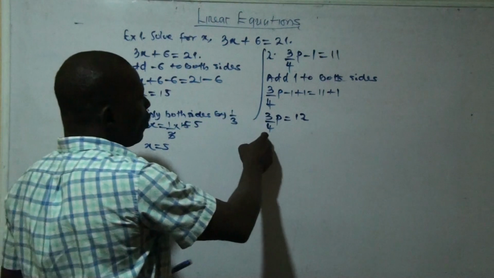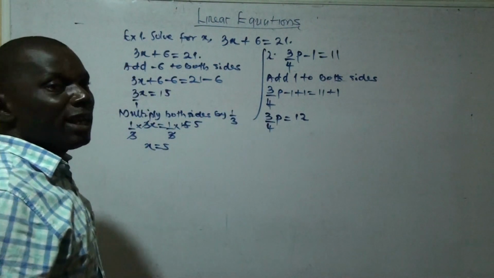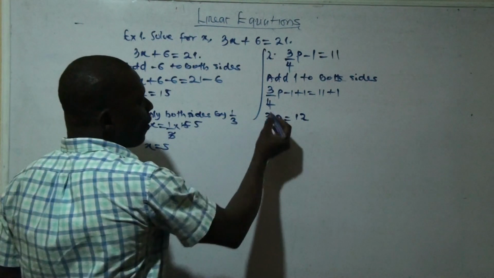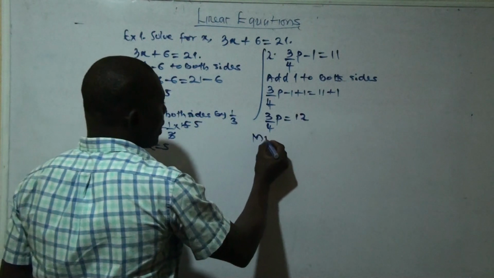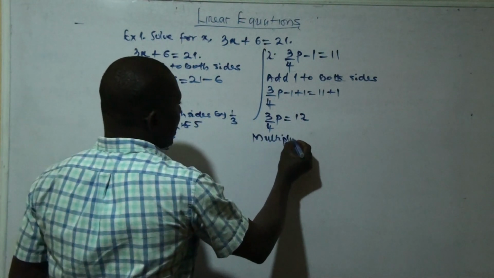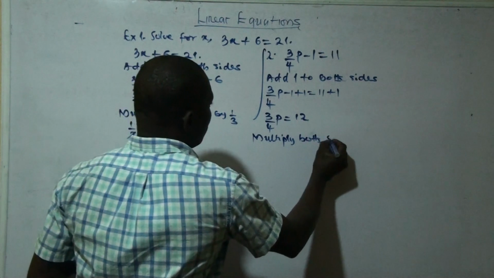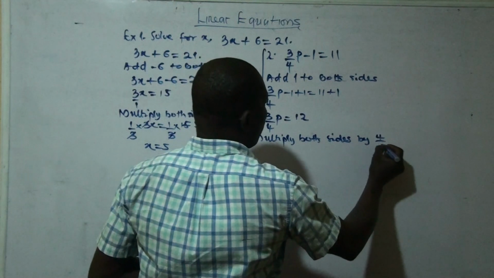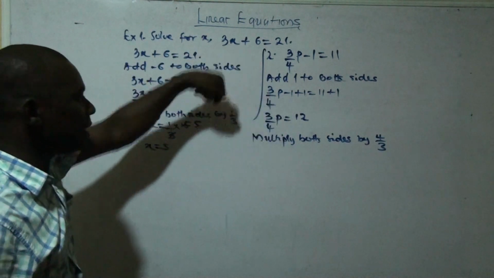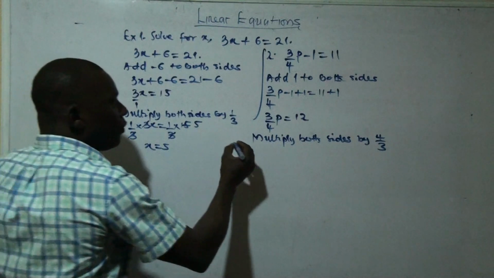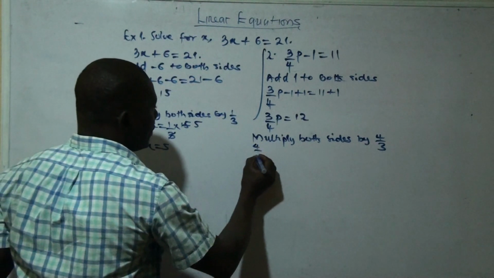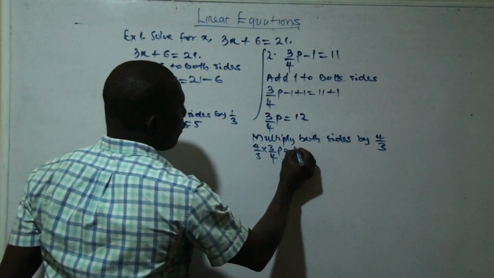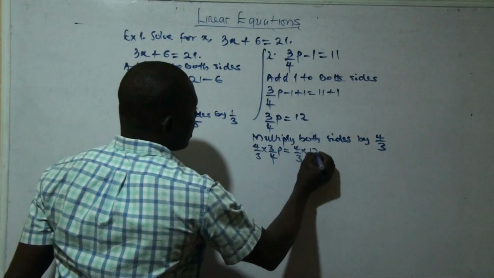Now, this is 3 over 4. Let's find the multiplicative inverse of 3 over 4. This will become 4 over 3. So the next step, you say multiply both sides by 4 over 3. You invert this and multiply both sides by 4 over 3. So this is 4 over 3 times 3 over 4 p is equal to 4 over 3 times 12.